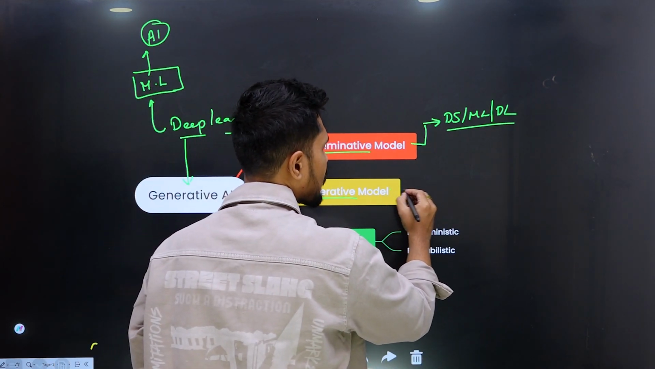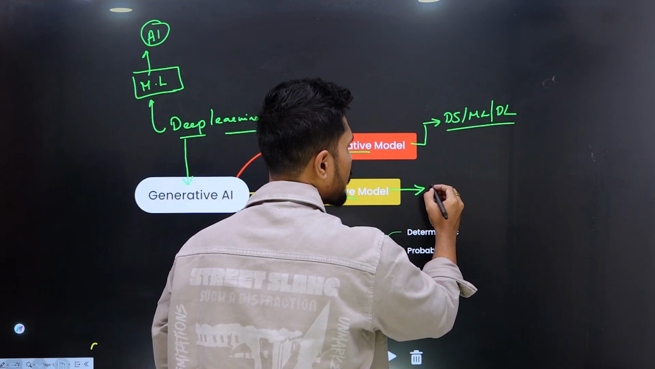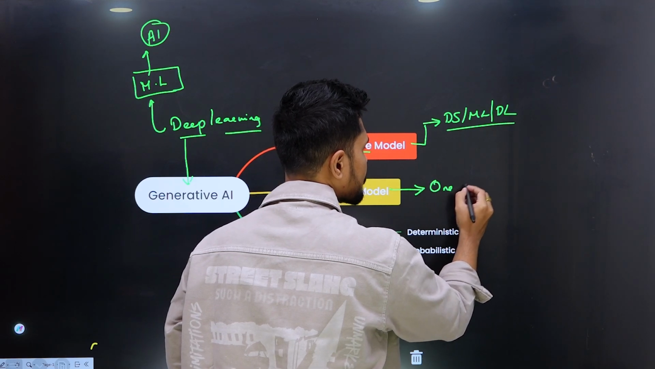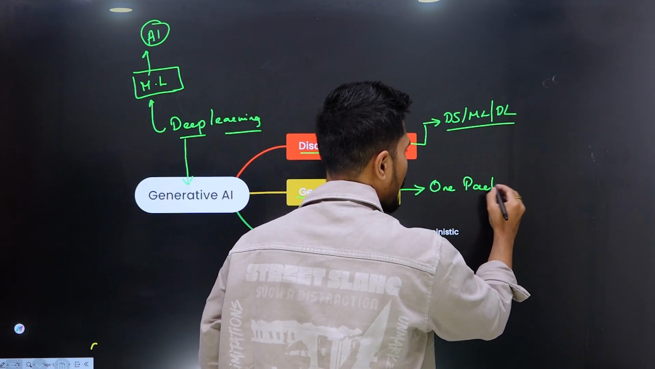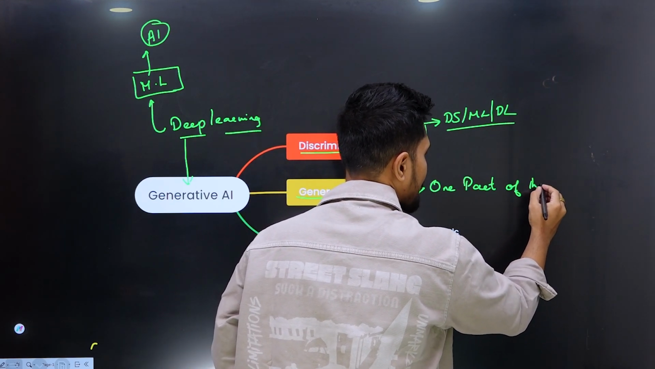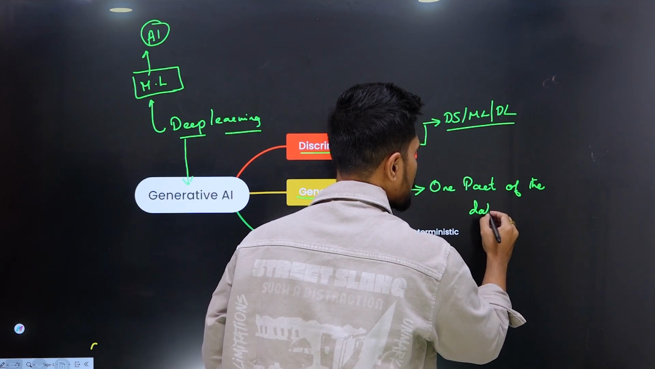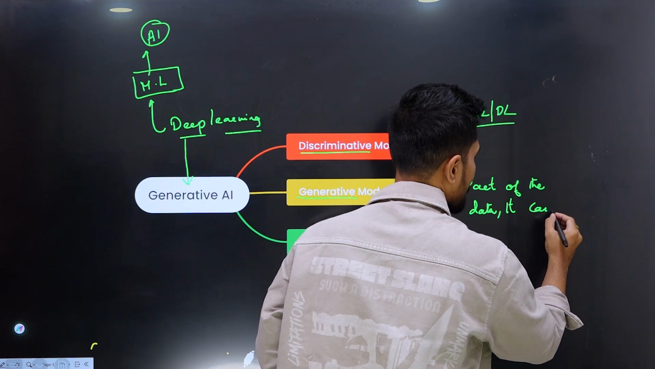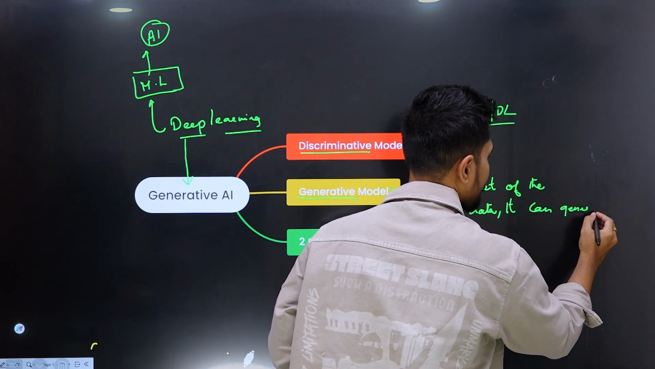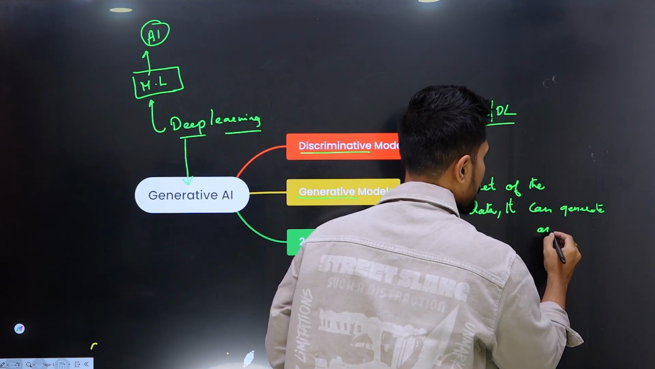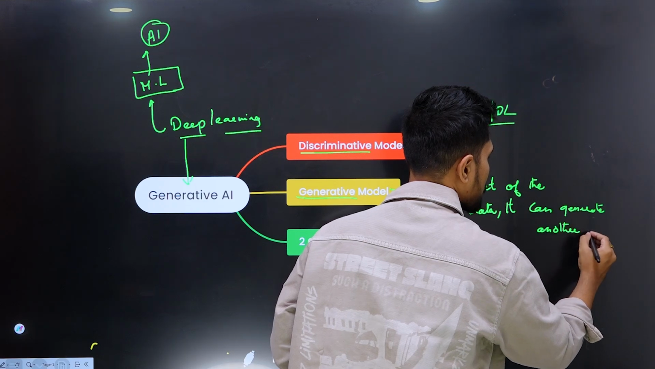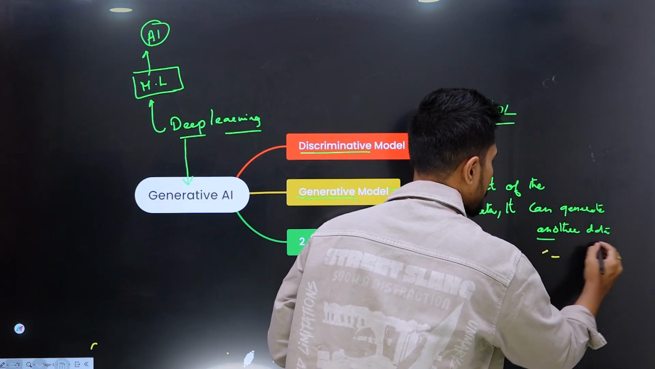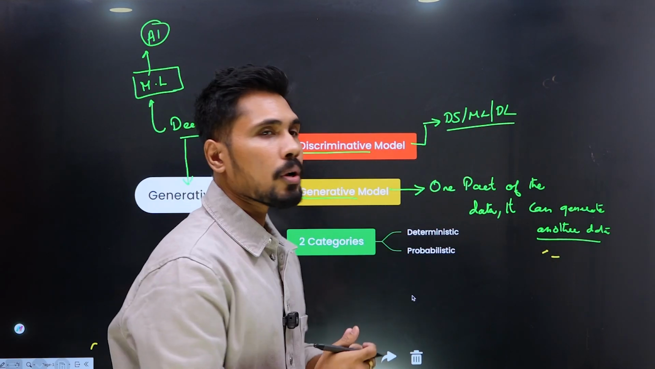What exactly is meant by generative AI in simple terms? If you give one part of the data, it is able to generate another part of the data. So if you give one part, it is able to generate another part. So what do we call it?